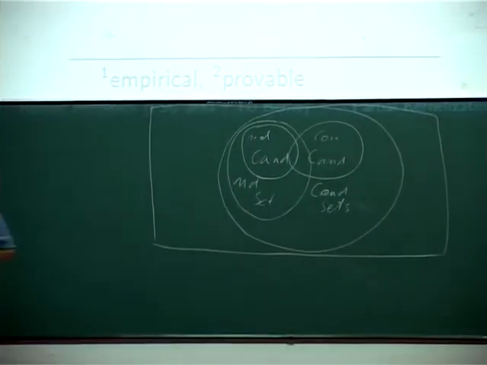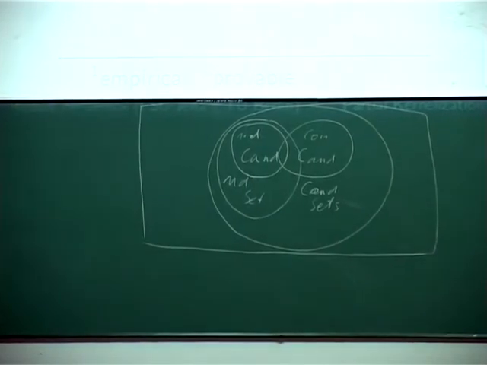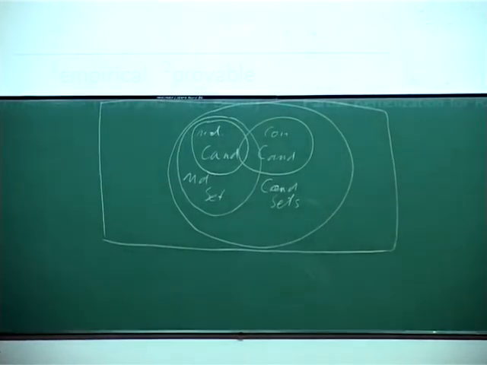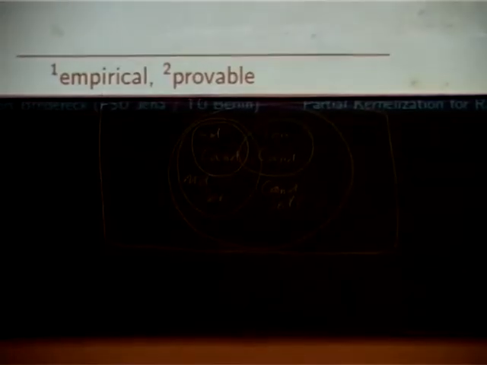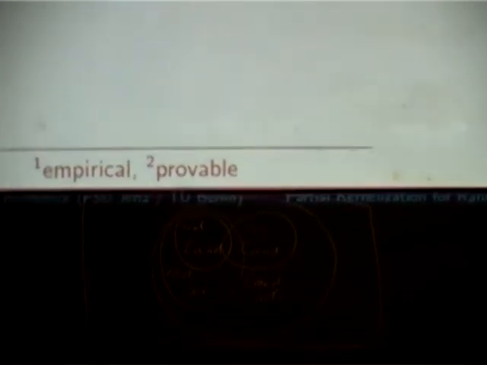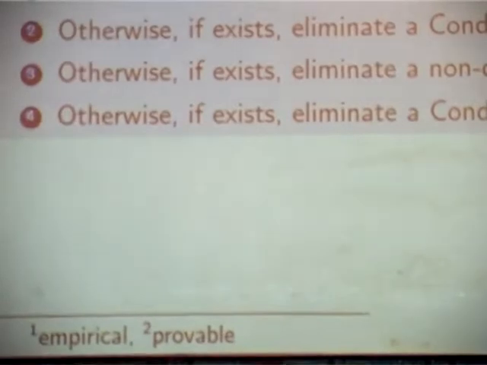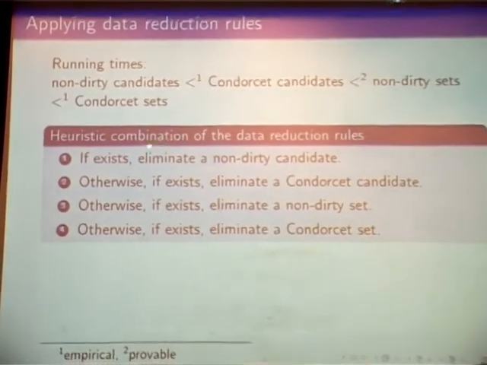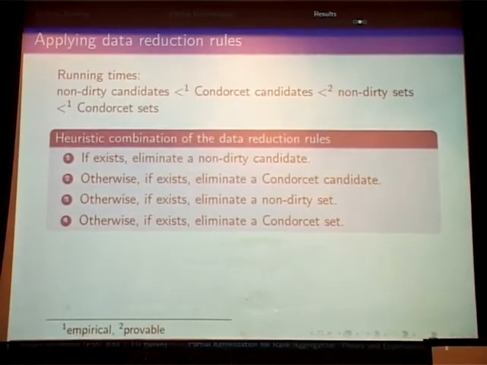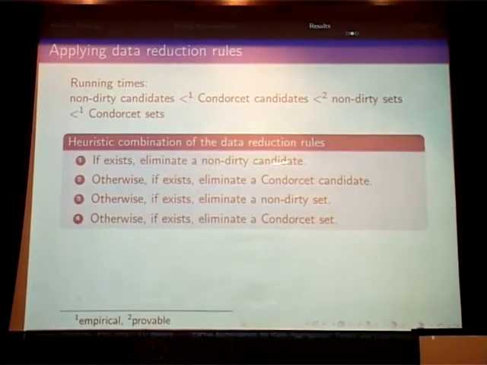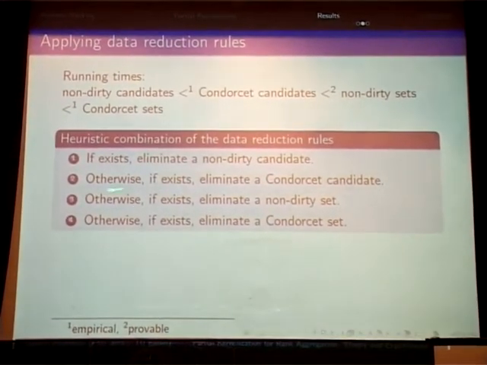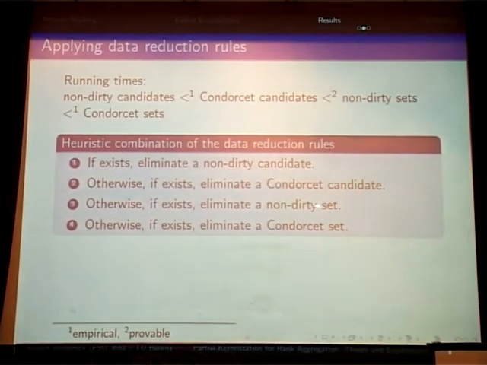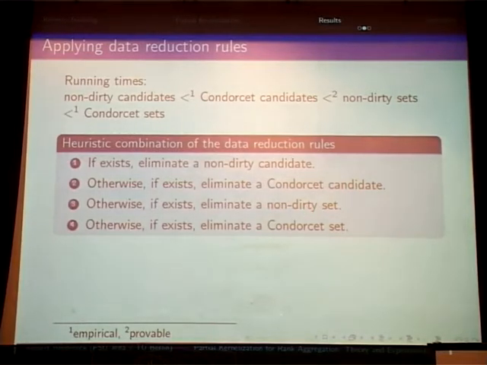Okay, but if we look at the running times, then we can see that the least effective rule is also the fastest to compute. And that's why we tried this heuristic combination of data reduction rules, where we apply first the non-dirty candidates rule. Then if it does not succeed, we apply the Condorcet candidates rule, and then the non-dirty set rule, and finally the Condorcet set rule.